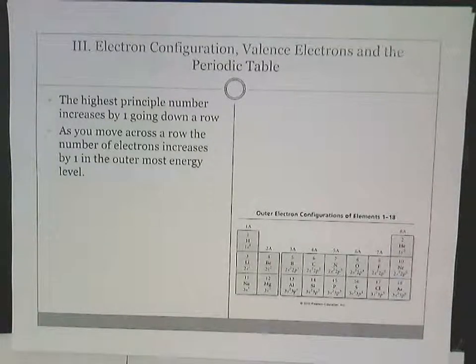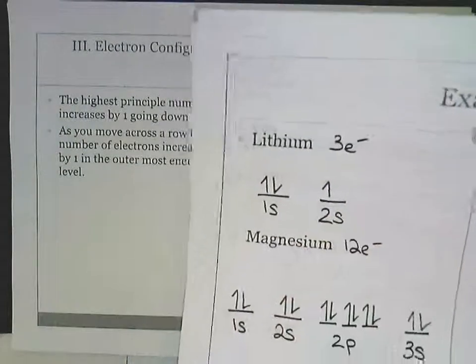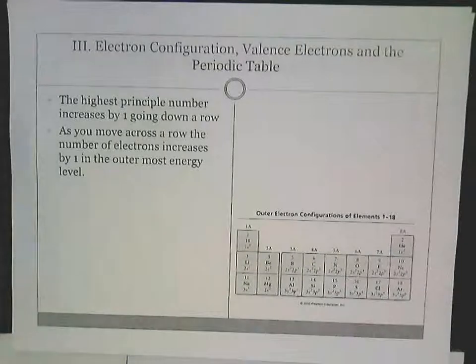We had hydrogen with an n equal to 1. Then we had lithium with an n equal to 2. Then we had magnesium with an n equal to 3. As you may notice on our periodic table, hydrogen is in row number 1, lithium is in row number 2, magnesium is in row number 3. So as you go down the periodic table, the n value increases by 1.